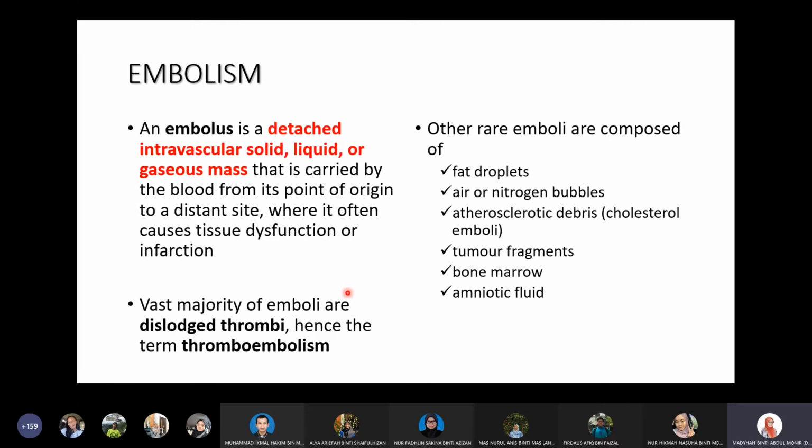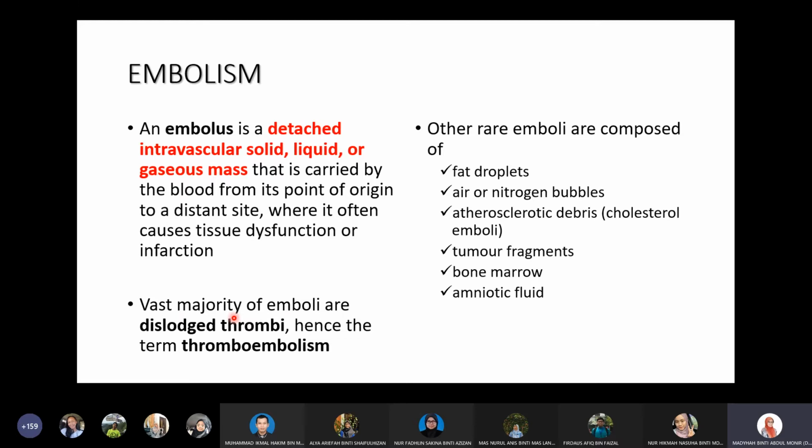So what is the definition of embolus? An embolus is a detached intravascular mass, meaning it is within the vessel. It can be solid, liquid, or gaseous. So there are many types. The one that I have mentioned, the thrombus, is an intravascular solid mass that is carried by the blood from its point of origin to a distant site, where it often causes thrombotic dysfunction and infarction.